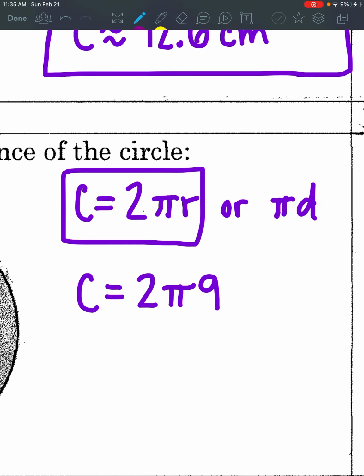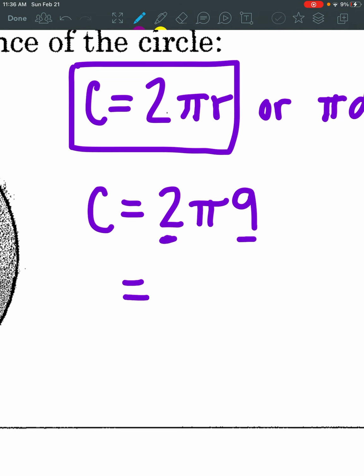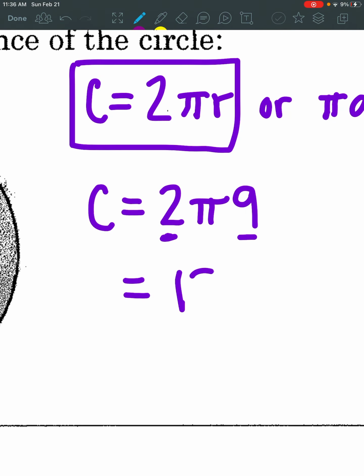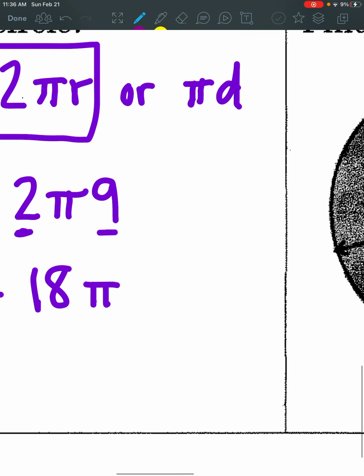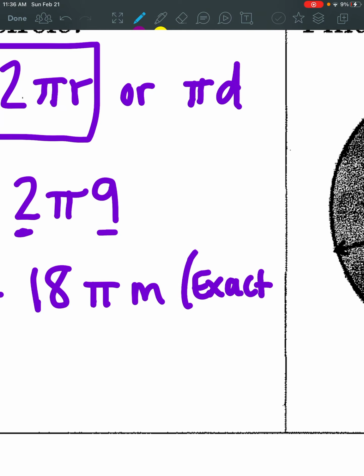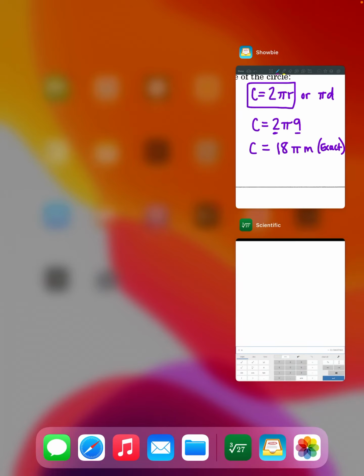And what this means is everything is just multiplied together. If we want the exact answer, then we just multiply the 2 numbers, leave the pi in the answer. So 2 times 9 is 18. And then leave the pi there. So 18 pi, and this one's labeled meters. That is what we call our exact circumference. Okay? Then, last step, we can approximate it.